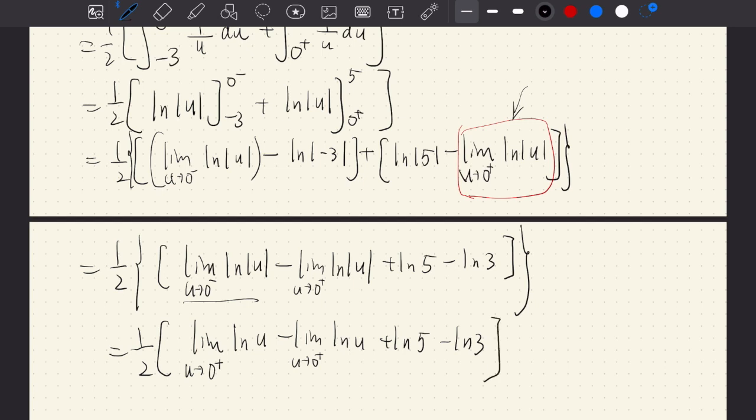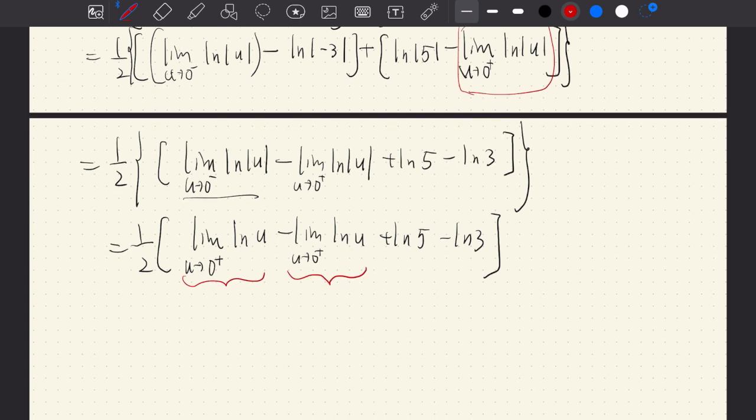Be cautious that although these two things look the same, you cannot cancel them out, okay? Because you have to make sure that they converge, or that they evaluate to some number, before you can say, okay, I can cancel them out. If they are infinity, then this becomes infinity minus infinity, which is an indeterminate form, and then it just does not converge, okay? And actually that is the case, because when u goes to 0 from the positive side, log u is shooting down to negative infinity, right?